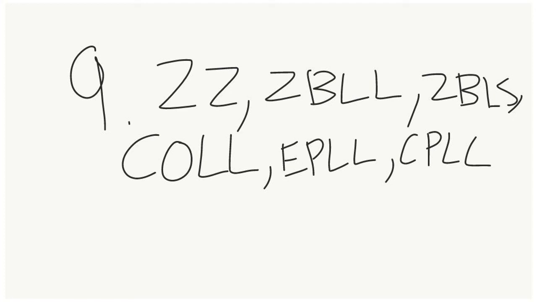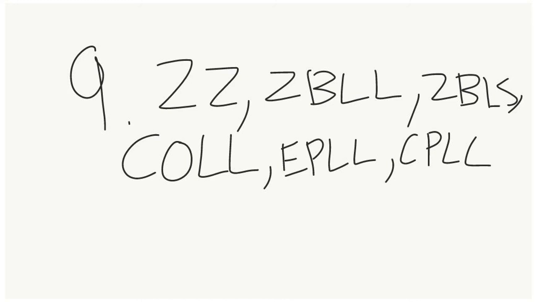Number 9, ZZ, ZBLL, ZBLS, COLL, EPLL, CPLL. So basically these are all, except for ZZ, algorithm subsets. ZBLL is if the top's edges are all oriented, you can just solve the cube. ZBLS is, I'm not sure how to pronounce it, but basically it orients the edges for you while doing the last slot. Also, COLL is basically the same thing as ZBLL, except it orients all of the corners.